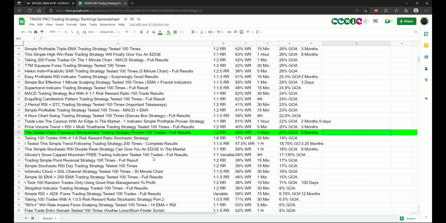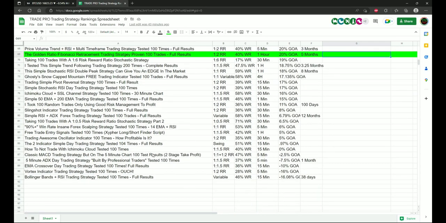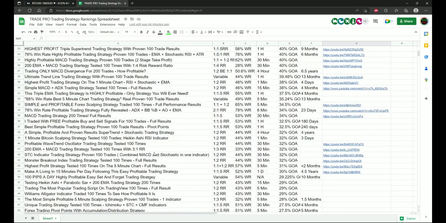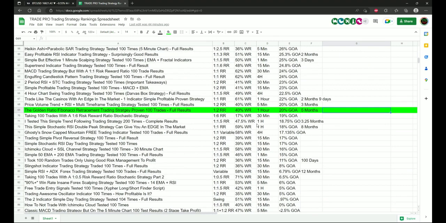All right, so here it is on the strategy ranking spreadsheet at spot number 69 out of 91 strategies tested now on the channel. So it's not doing very well. It's kind of on that low end with 20% gain on the account. And in 5 months, that's just not that great.